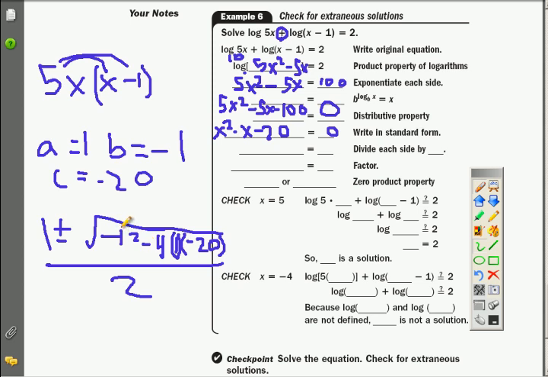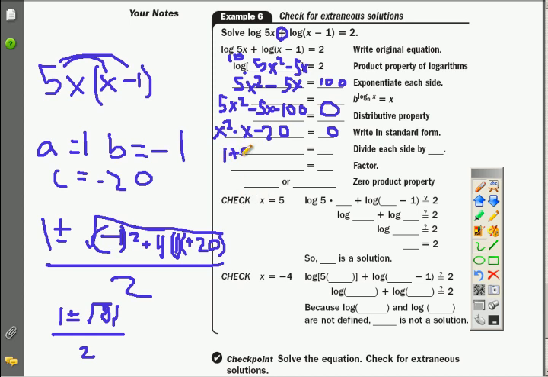Negative 1 squared. Remember, parentheses here are super important. Negative 1 squared is 1. Negative times negative makes a positive, so these two negatives are going to be offset. 1 plus 80 is 81. So I now have 1 plus or minus the square root of 81 all over 2. The square root of 81 is 9. So I now have 1 plus 9.